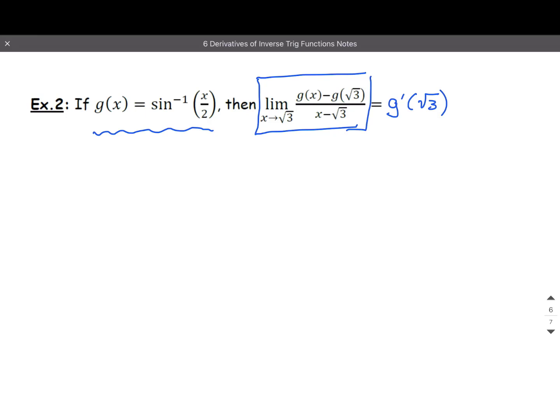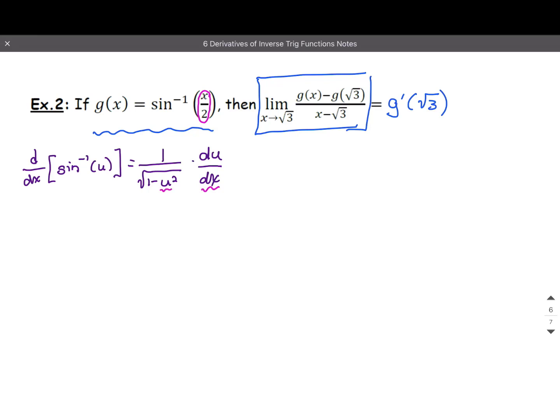Now let's see, this is sine inverse, so remember, I'm going to copy it from the previous page. The derivative with respect to x of sine inverse of u is 1 over the square root of 1 minus u squared times du dx. And our u this time is x over 2.